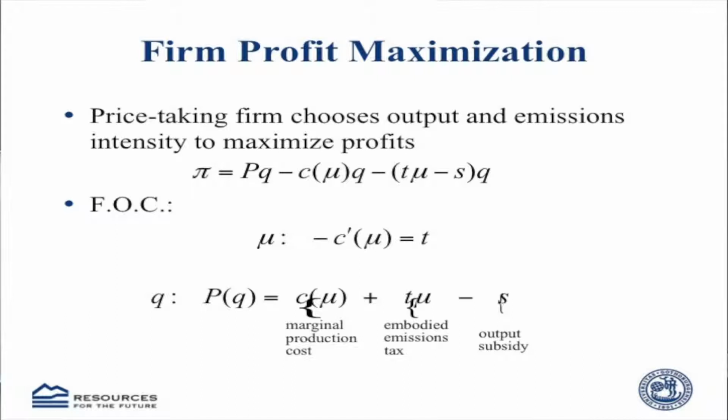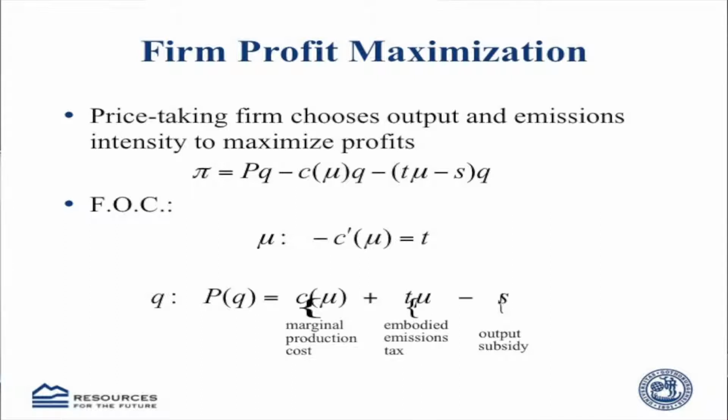So we just have this nice simple representative firm. If we assume that the scheme overall is revenue neutral, or they're all identical and they're going to have the same emissions rate, then in equilibrium, this is going to wash out.